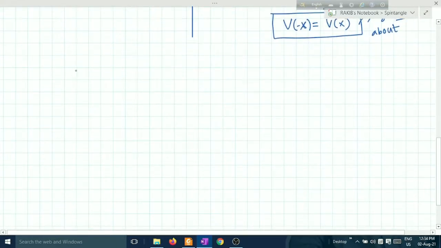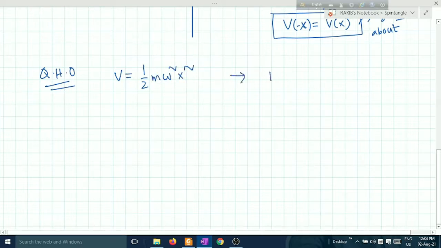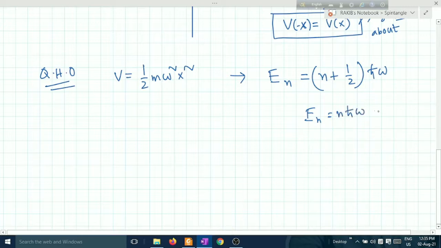Now, going directly to the quantum harmonic oscillator. If you have a potential like this, half m omega square x square, you can say the energy is (n plus half) h cut omega. This is the quantum harmonic oscillator case. In the case of the classical harmonic oscillator, you get En equals n h nu, or n h cut omega. So this is the classical, and this is quantum.